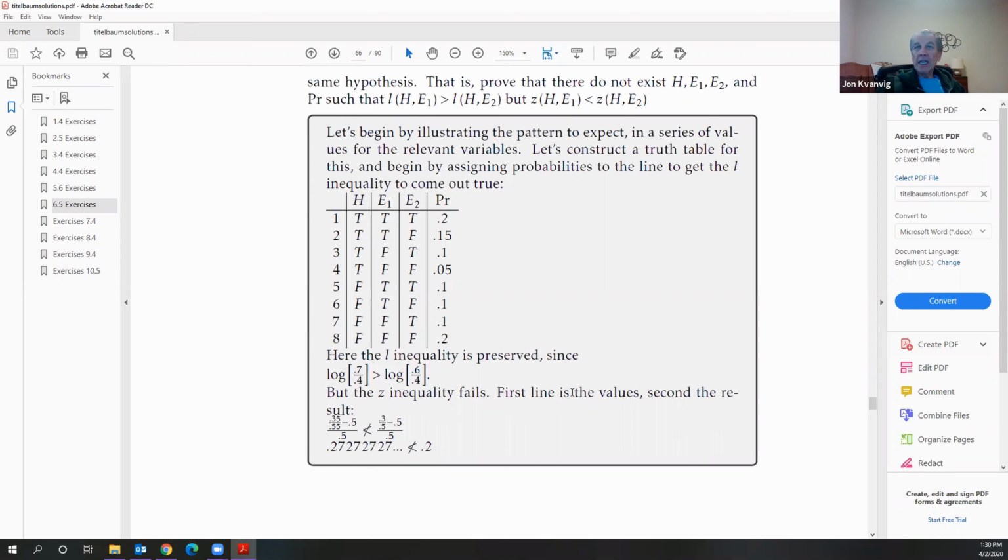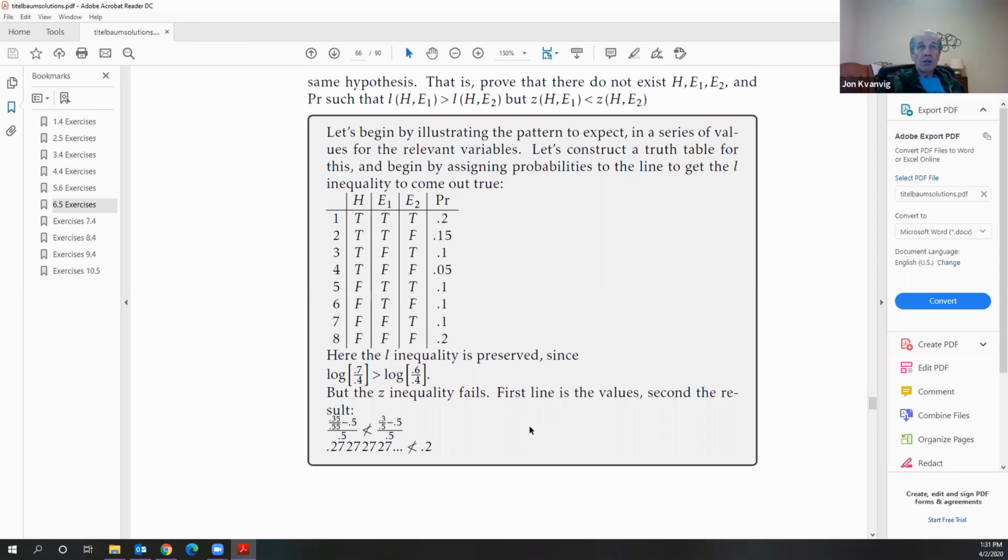The first line is the values, the second is the result. So for the Z measure, you'll have 0.35 over 0.55 minus 0.5 over 0.5. And that's not going to be less than 0.3 over 0.5 minus 0.5 over 0.5. So the L inequality goes one direction, and we can't, from this table, get the Z inequality to go the other direction, which is what we expected since we were asked to prove that they can't come apart.